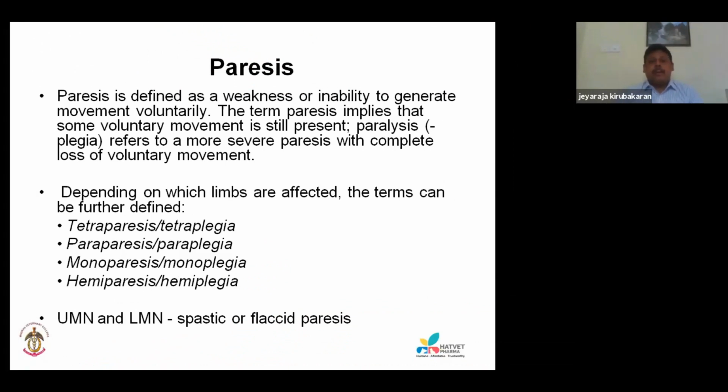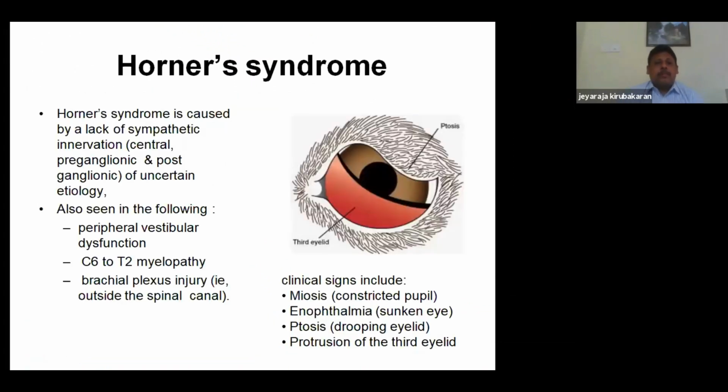Okay, I'll just rush through Horner's, what it is. Horner's syndrome is a lack of sympathetic innervation to the eye. It can be central, that is from the hypothalamus running down to the spinal cord, or preganglionic, which I've shown you in the sympathetic preganglionic area, or postganglionic. Most of the time it is of uncertain etiology, or it can be seen with peripheral vestibular disease, with a C6 to T2 lesion, that is the cervicothoracic cord, or with a brachial plexus injury outside the spinal cord.